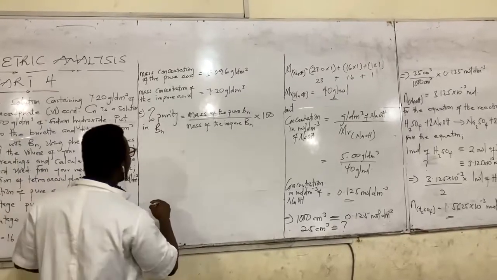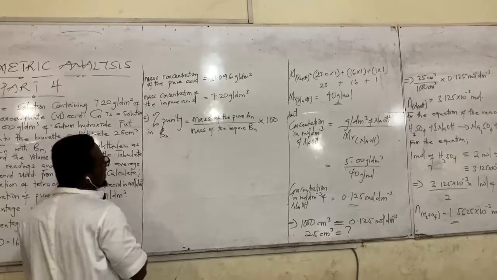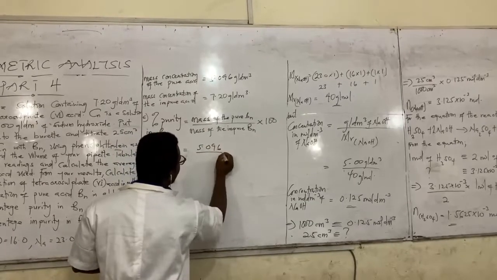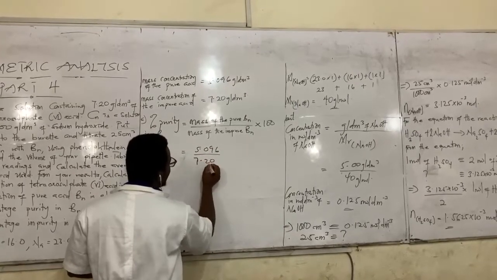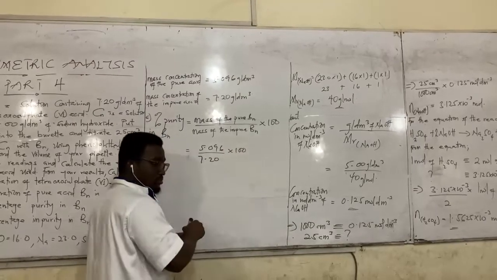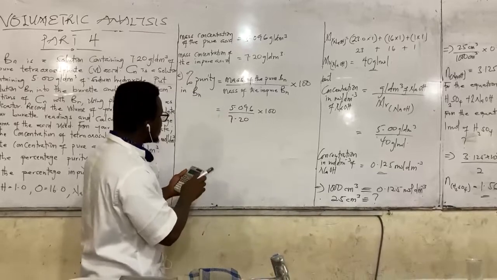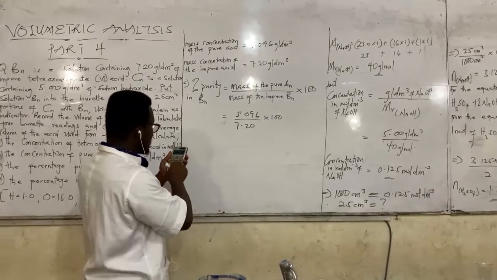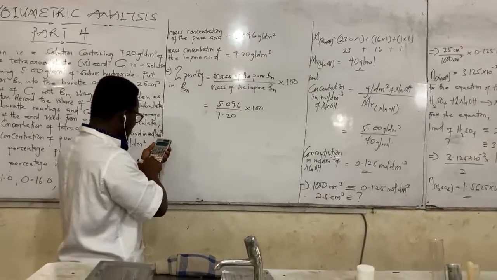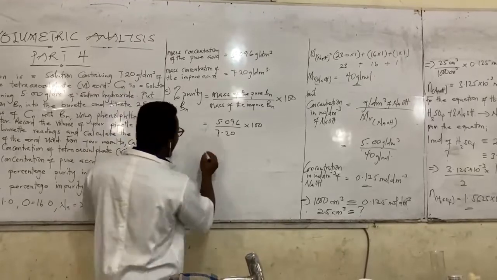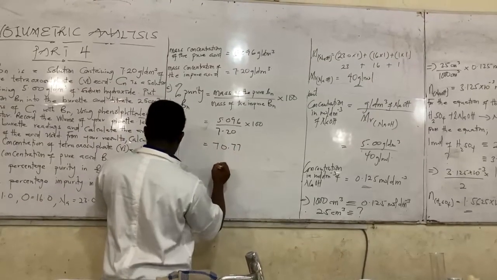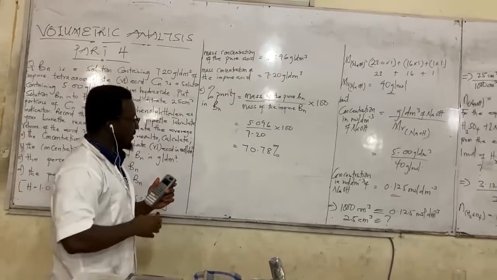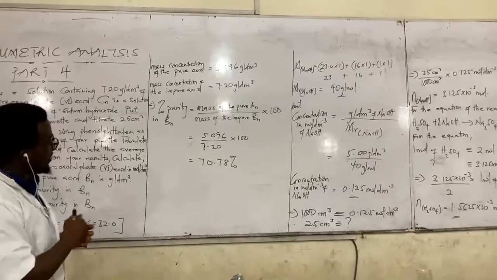So mass of the pure Bn over mass of the impure Bn times 100 will give us the percentage. So we have the mass of the pure, which is 5.096, and then 7.20 times 100. So we have 5.096 over 7.20, and here we have 70.78%. So that is the percentage purity in Bn.